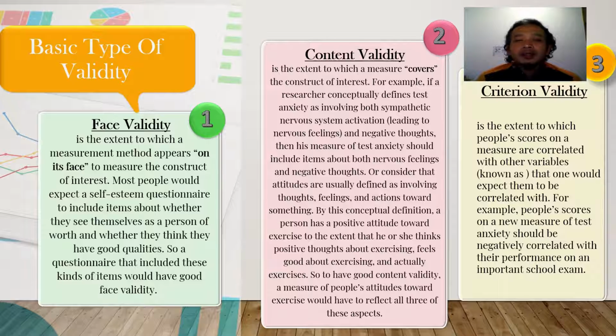And the third basic type of validity, we talk about criterion validity. It is the extent to which people's scores on a measure are correlated with other variables that one would expect them to be correlated with. For example, people's scores on a new measure of test anxiety should be negatively correlated with their performance on an important school exam.